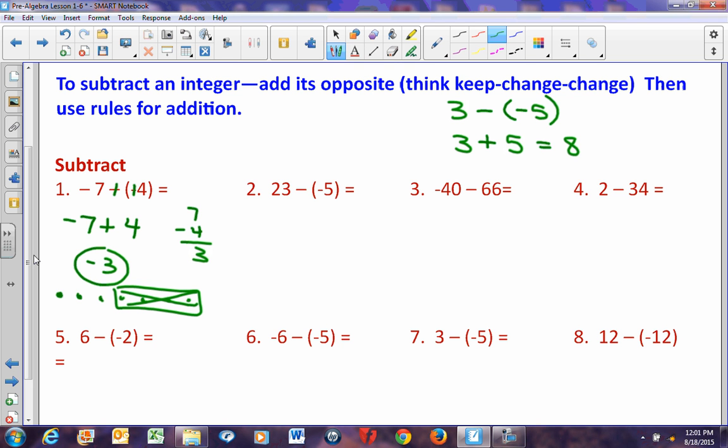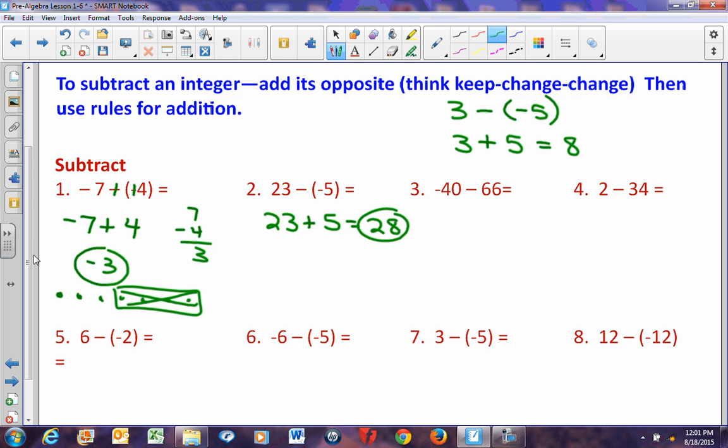Like number 2, 23 minus a negative 5. Remember, let's change this to an addition problem. Keep, change the subtraction to an addition, change the negative 5 to a positive 5. Keep, change, change. It becomes 28. Because I'm supposed to start with 23 positive tiles, and take away 5 negative tiles from them. So I would have to add 5 zero pairs, wouldn't I? And then when I take away those 5 negatives, I've added 5 positives.